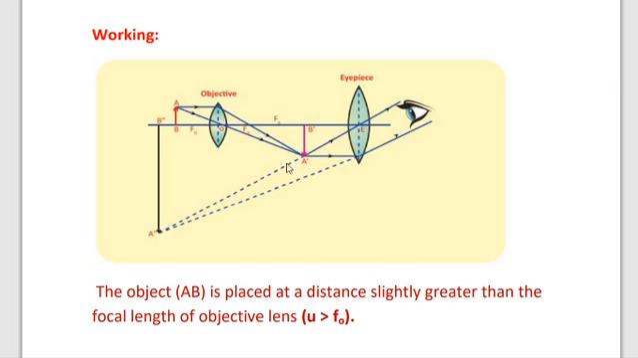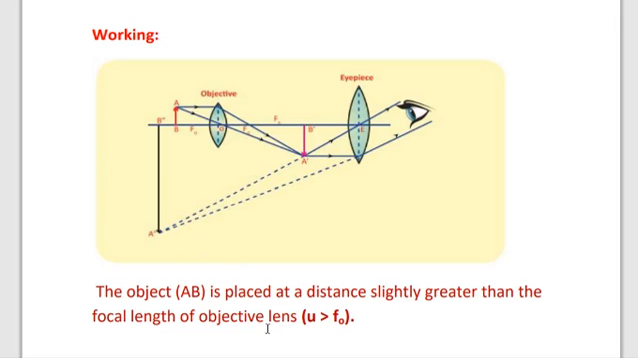This image behaves as the object for the eye lens. Then the position of the eye lens is adjusted in such a way that the image A'B' falls within the principal focus of the eyepiece. The eyepiece forms a virtual, enlarged and erect image A''B'' on the same side as the object.